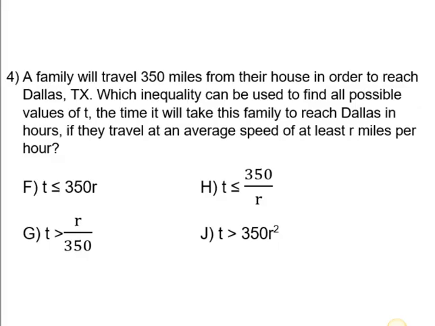A family will travel 350 miles from their house in order to reach Dallas, Texas. Which inequality can be used to find all possible values of t, the time it will take the family to reach Dallas in hours, if they travel at an average speed of at least r miles per hour?